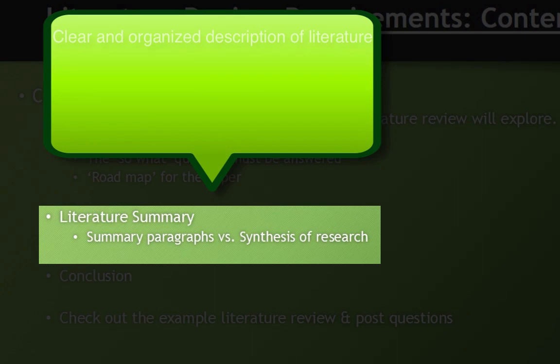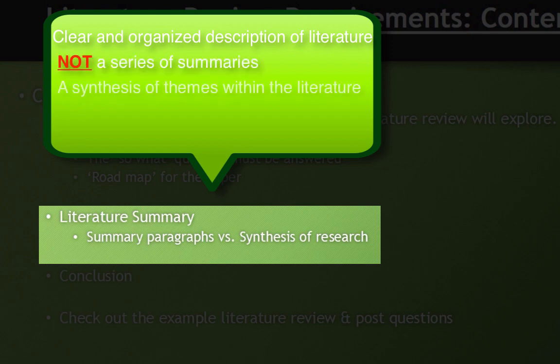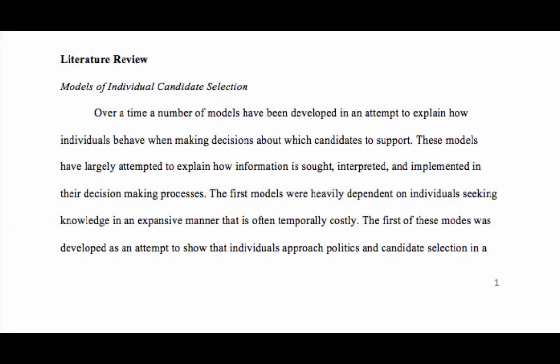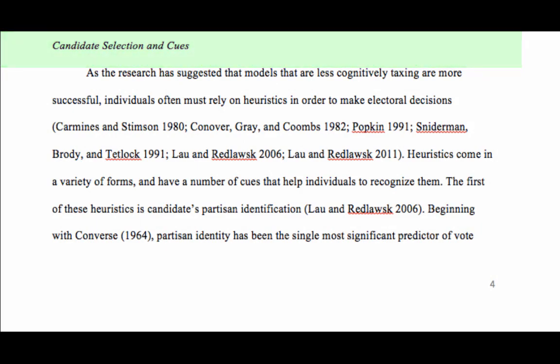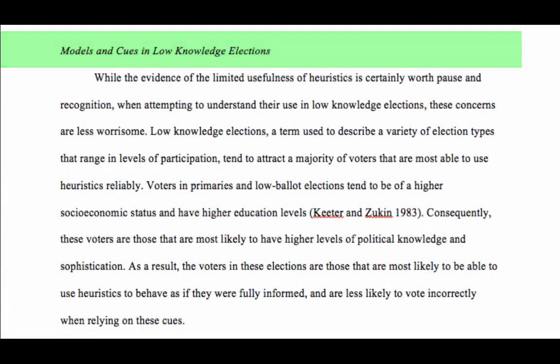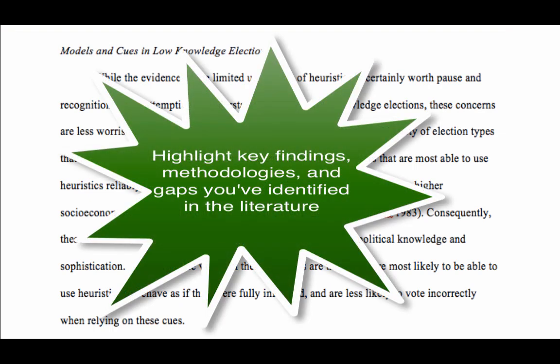This should be a clear, organized summary of the relevant literature for your research question. It should not be a series of summaries of articles, but rather a synthesis of what the research has found about your topic. The section should be organized around your central research question. In this paper, the literature is centered on 3 themes: individual candidate selection and cues and low information elections. In the body of the paper, you should clearly highlight the key findings in the research, the methods used, and any gaps in the literature that you find.